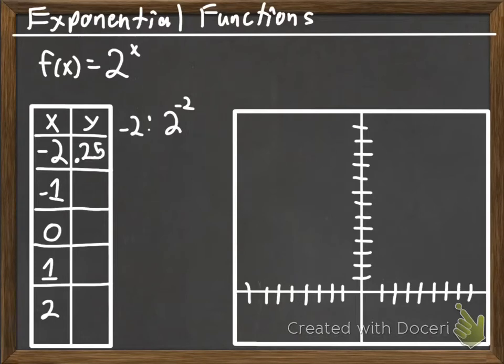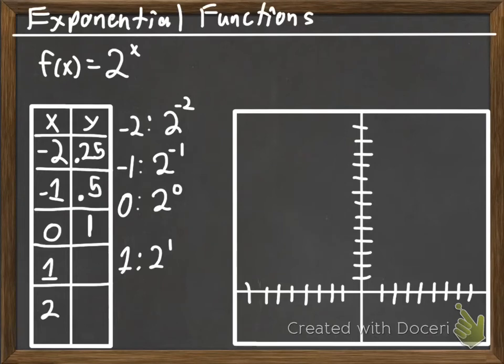0.25. I'm going to do -1, so I get 2 to the -1. Put that in a calculator and it gives me 0.5. 0, 2 to the 0. We remember that anything to the 0 power is 1, so this becomes a 1. 1, 2 to the first power is 2, and plug in 2, 2 to the second power is 4. So here we have our 5 points that we're going to plot on our graph.